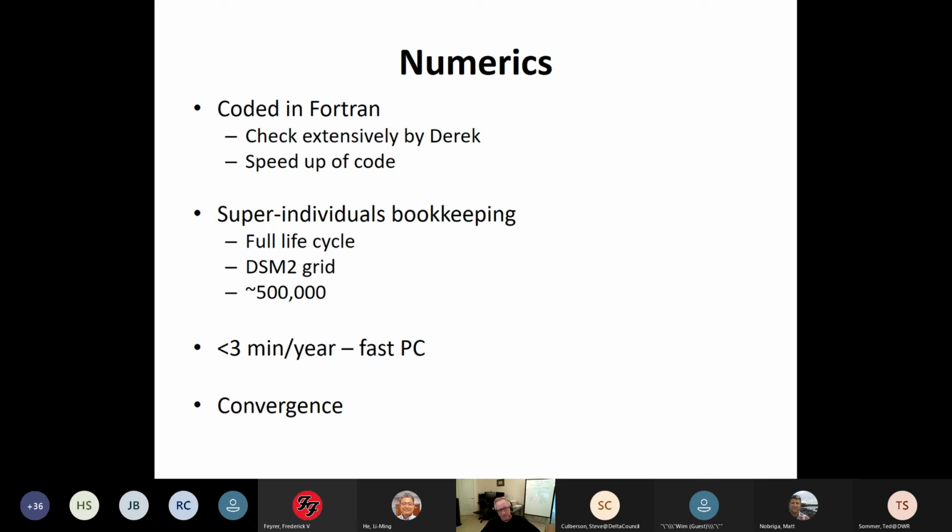It's a big PC, but it's 5 years old, and it's down less than 3 minutes a year now for simulations, which is pretty good. It's not as limiting. There's 12 processors. I can do 10 runs at a time at the same speed, and I also can run it on big computers if I want to.